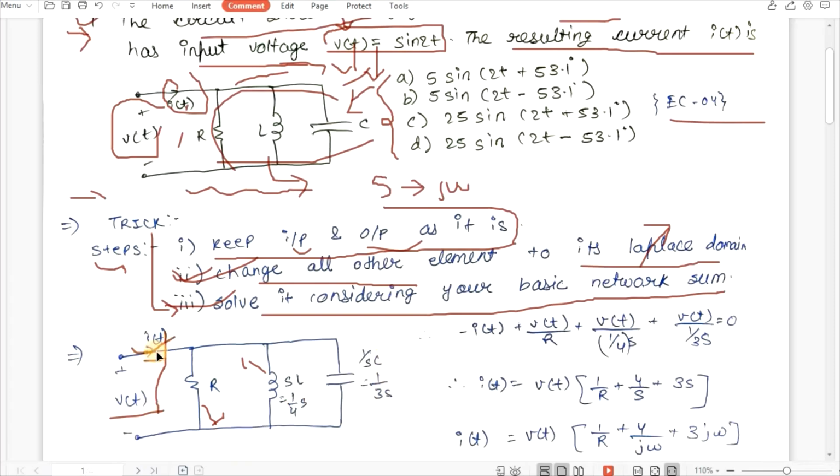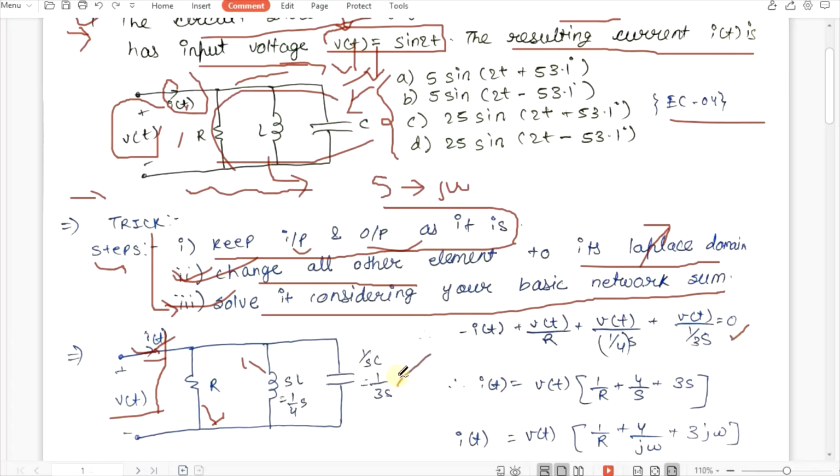To get this I of t we are going to apply node at this point. If you apply node at this point, we will have minus I of t plus V of t by R plus V of t by SL plus V of t upon 1 upon SC. So this is what I have written here.